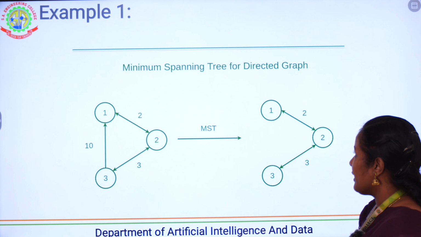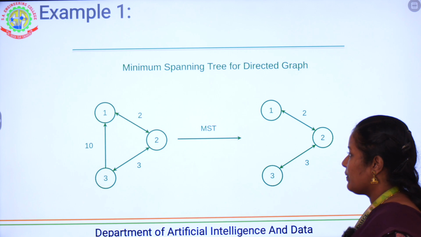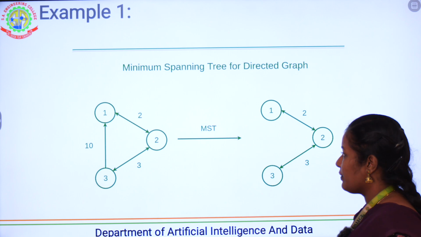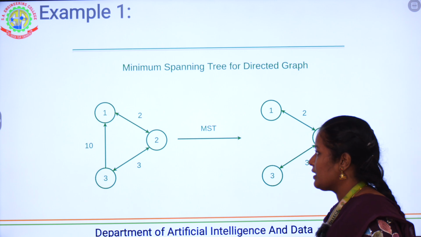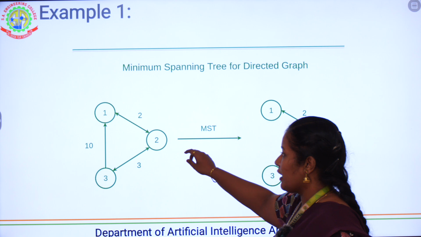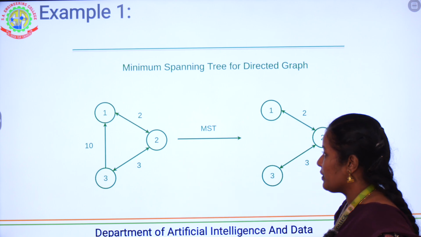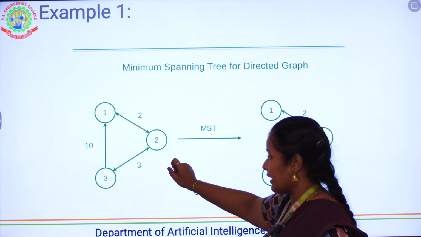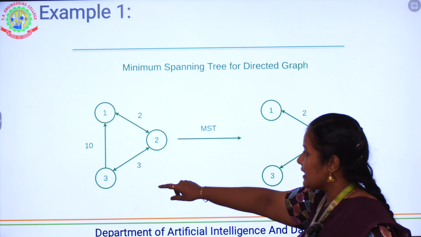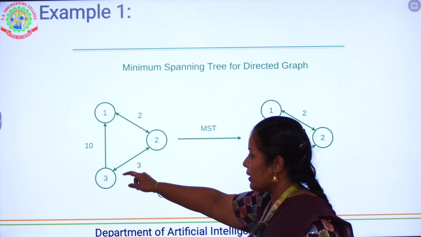Next is the minimum spanning tree for the directed graph. The first graph is the undirected graph. In a minimum spanning tree, we move to the directed graph. First, 1 is connected with node 2, and the weight of this edge is 2. Node 2 is connected with 3, and the weight of this edge is 3. Node 3 is connected with 1, and the weight is 10.